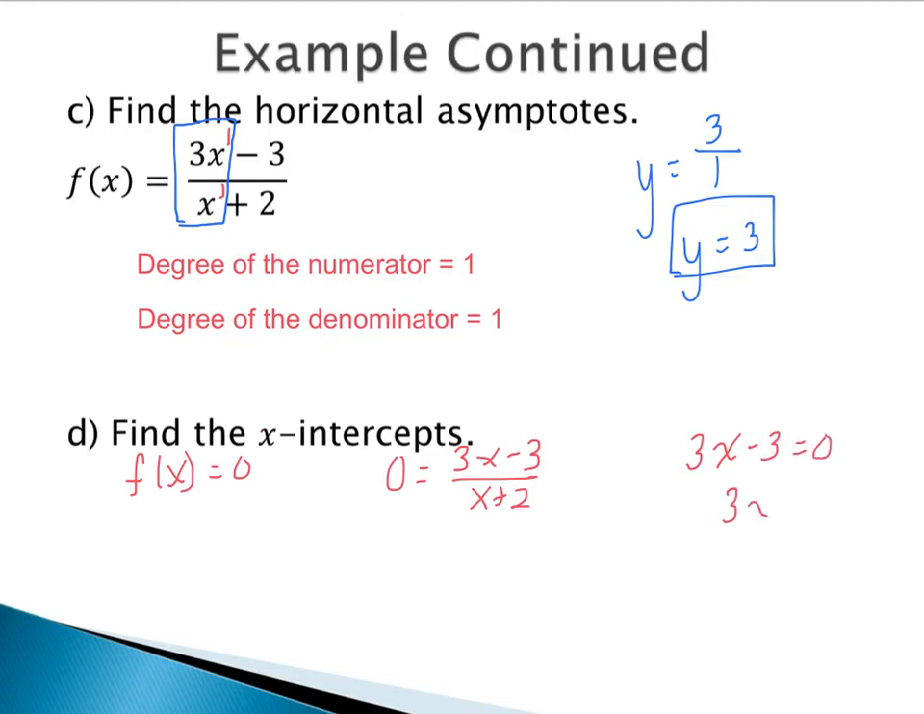Solving for x, we have 3x equals 3. So then x equals 1. Now I suggest writing this as an actual ordered pair so you can distinguish between what was your vertical asymptote and what is your x-intercept. So that way this is the point (1, 0).